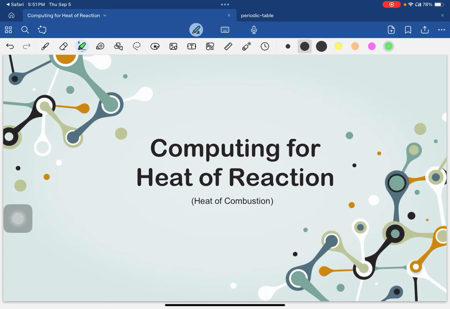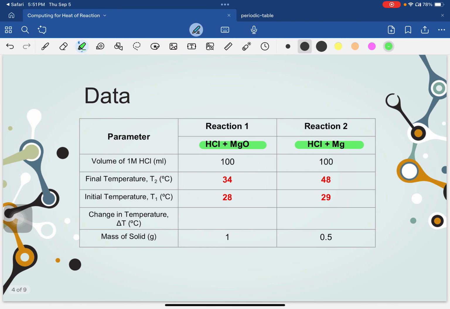Hello everyone. So this is now a problem in solving for heat of reaction. The data that was used for this problem was obtained from an actual experiment entitled heat of combustion. In that experiment, there were two major steps. The first step was to mix hydrochloric acid with magnesium oxide powder, and the other step was to get another reaction by mixing hydrochloric acid and raw magnesium.